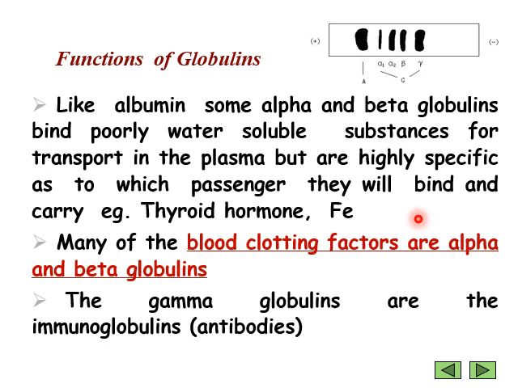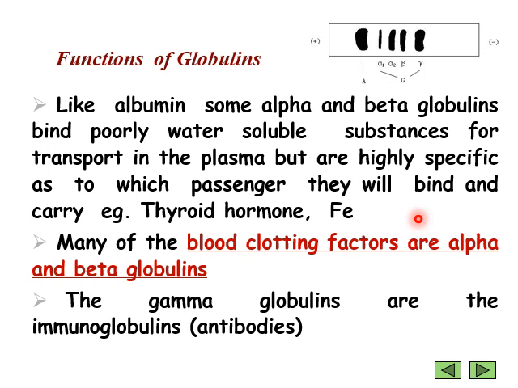Will it contribute to the plasma colloid osmotic pressure? Yes, but to a lesser extent, because its concentration, its number, is less as compared to albumin. So if you are asked what is the function of albumin, you will not write transport first. The main function will be to maintain the plasma colloidal osmotic pressure. But if someone asks you what is the main function of globulin, you will not write osmotic pressure. You will write transport of substances, lipid soluble substances.